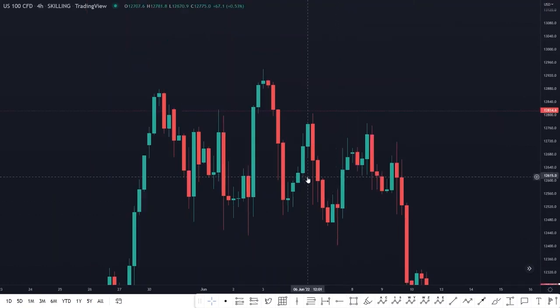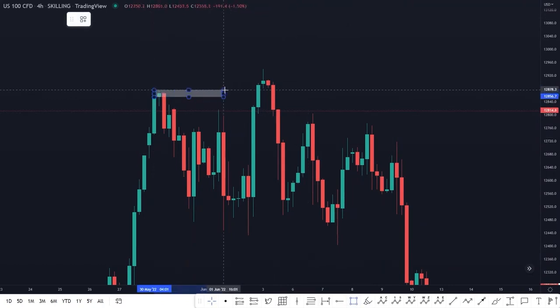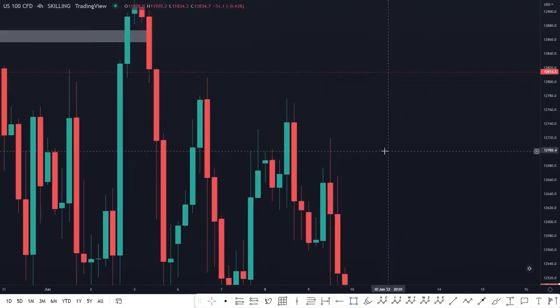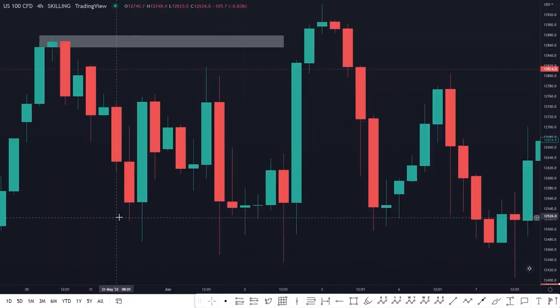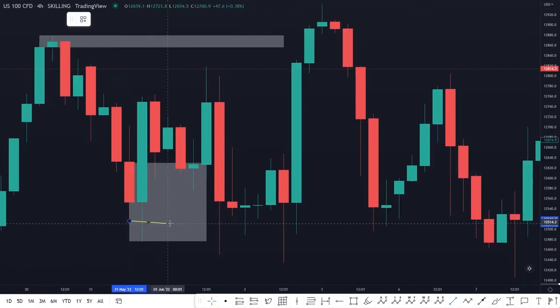Let's look at this area here. The first one is this one. Let's draw a zone from here to here. Let me zoom in a little bit. We have an engulfing candle that didn't tap the high, so that means this one is not the strongest. This one tapped the previous low, which is this area here. It broke this low here, and then it pushed higher to the new high here.